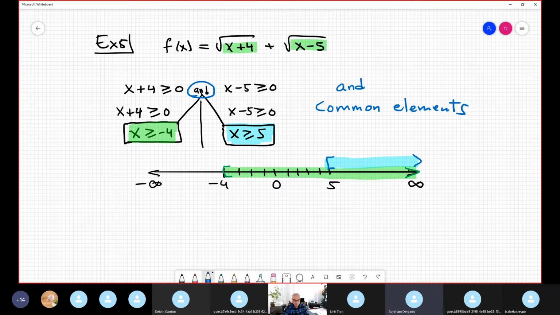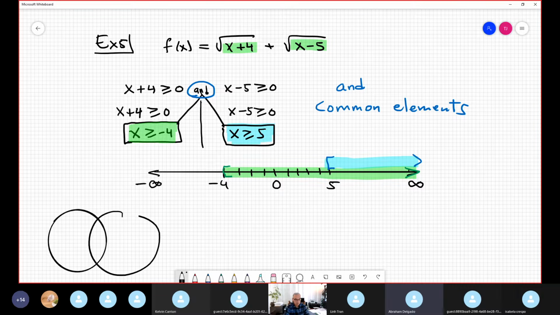Say again? Together? No, no, no. Okay, suppose two circles. This is A and B. And where is A intersection B? It's the common element. It's that part. Yes or no?